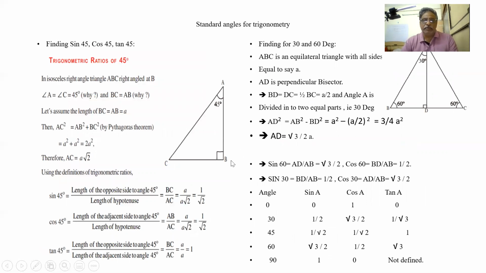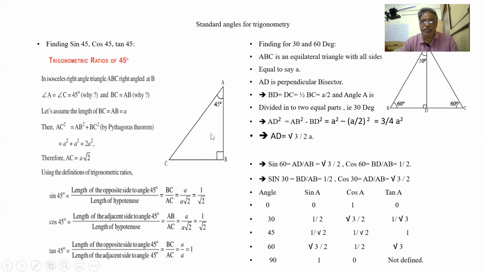Now, how to find out the basic values of trigonometry? Suppose I want to find out 45 degree. Here it is 90. Here 45, what is the balance degree here? 45. That means this side and this side are equal because opposite angles are equal.